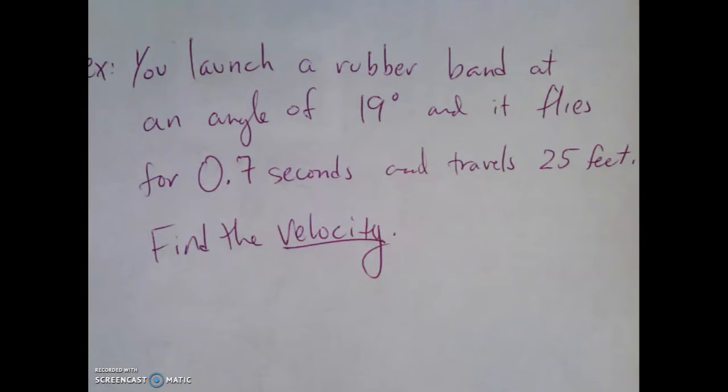So here's our situation. You launch a rubber band at an angle of 19 degrees. It flies for 0.7 seconds and travels 25 feet. Find the velocity. Now, if you're good with cranking out equations, you can go do that. I'm just going to redraw the diagram. I really like drawing, and I also really think it helps to have the diagram.